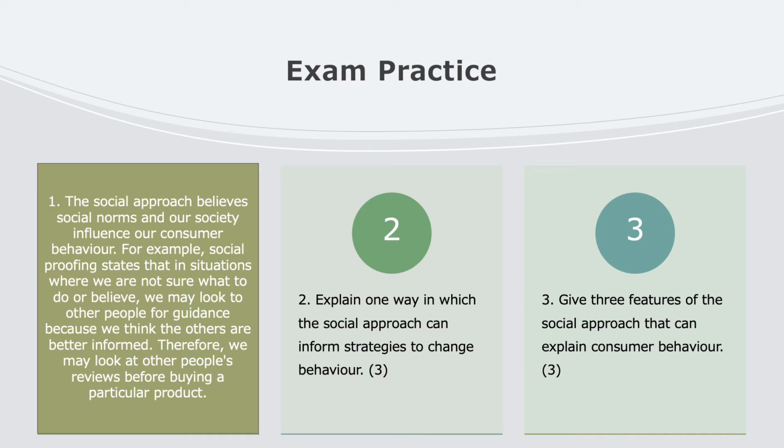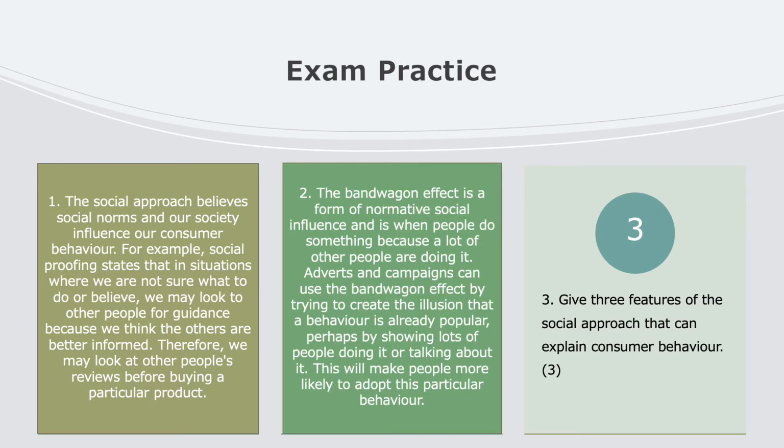So if you didn't mention social proofing in your answers, then you get 0, because the question deliberately told you to. So you needed to give me a definition of social proofing and then give me an example as well. So looking at reviews. Question 2 said, explain one way in which the social approach can inform strategies to change behaviour. And I talked about the bandwagon effect.